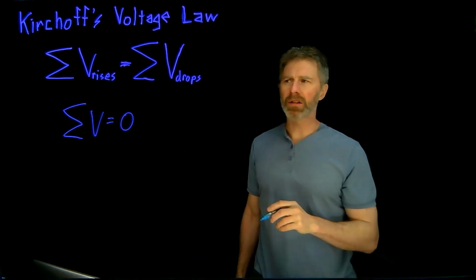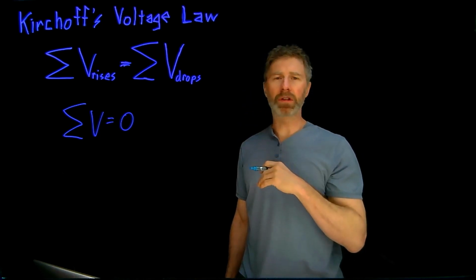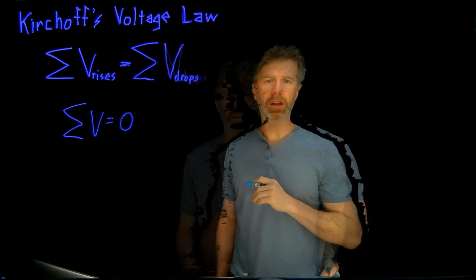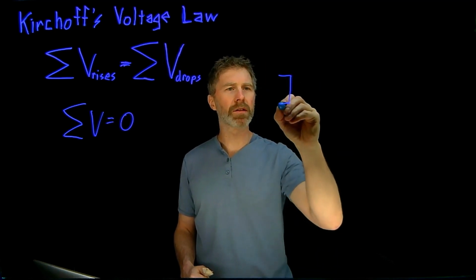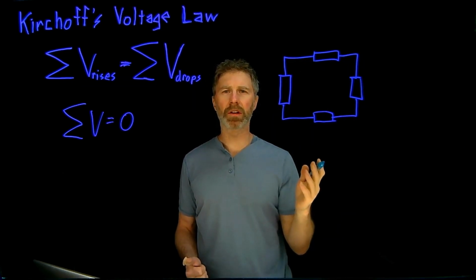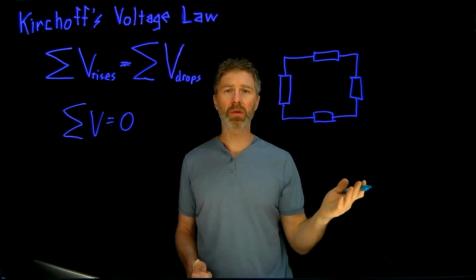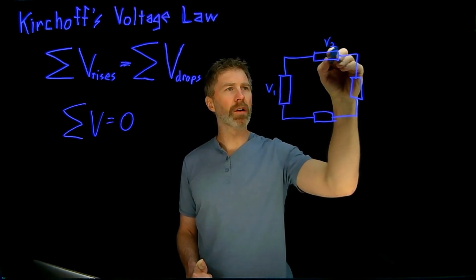And that's because some of the voltages will be rises, so positive, some of the voltages will be drops, so negative. So Kirchhoff's voltage law on a simple circuit looks something like this. Each one of these rectangles represents some circuit element. It could be a resistor, it could be a voltage source, it could be a current source. They will all have a voltage drop across them.